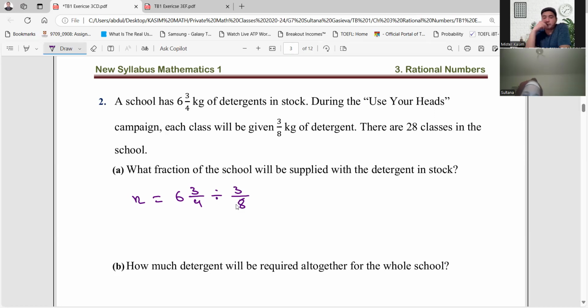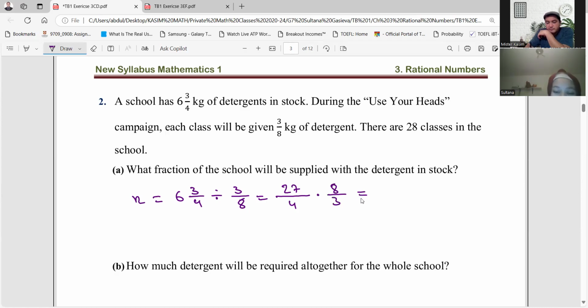Because for example, if you have 10 classes and each gets $5, then 10 times 5 is $50. To find the number of classes, 50 divided by 10 is 5. So now we should divide. Okay, so now change this mixed number to an improper fraction. 6 times 4 is 24, plus 3 is 27. And now we just write multiplication and flip this fraction.